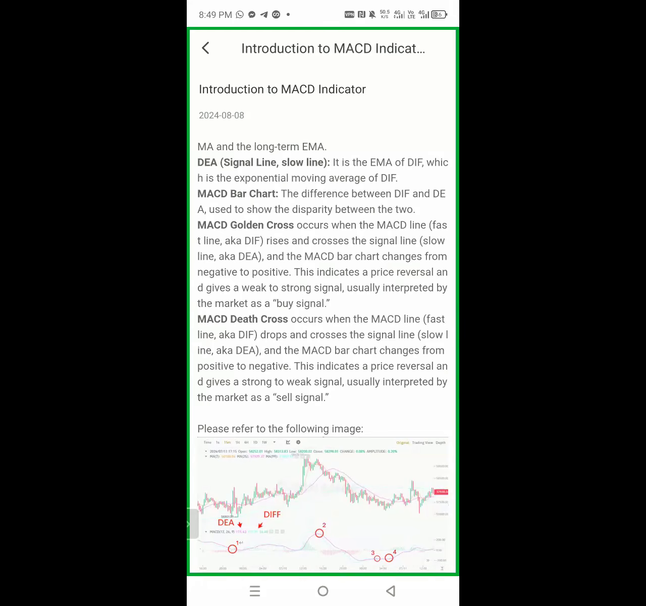This indicates a price reversal and gives a strong to weak signal, usually interpreted by the market as a sell. So when you see that kind of thing happen, you know that yes, the coin wants to go down. This one is only for futures traders, not spot. So the golden cross is for both spot traders and futures traders, but the death cross is only for futures traders. It is only them that make profits when coins are going down and when coins are going up. But a spot trader only makes profits when coins are going up.